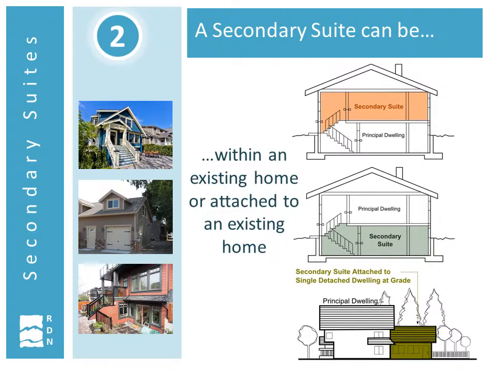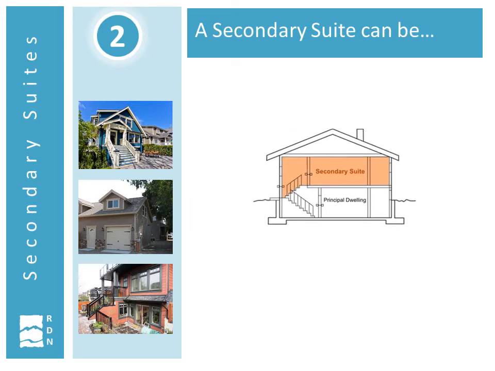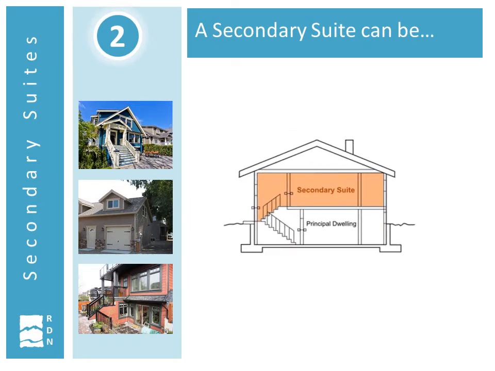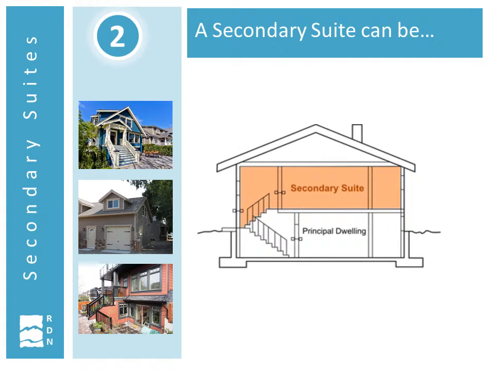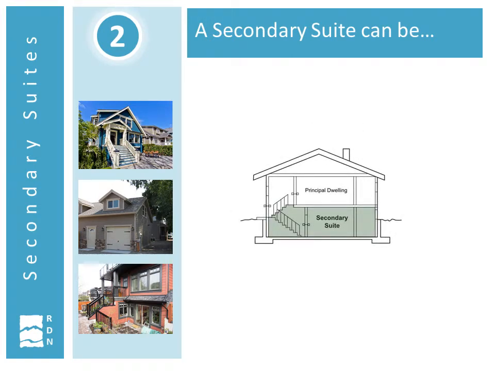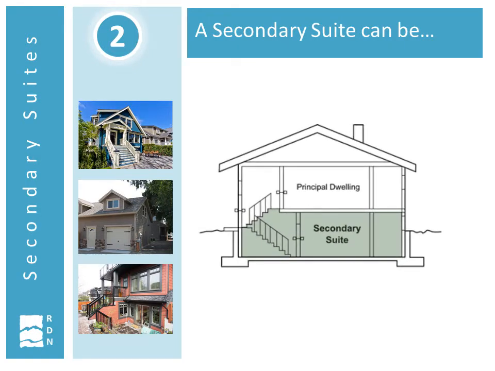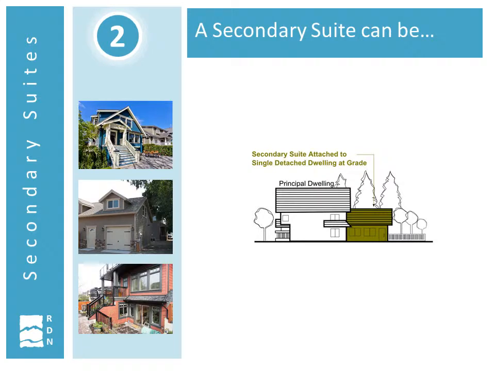Secondary suites can take on many different forms. For example, a secondary suite can be on the top floor of a home. A secondary suite can also be on the bottom floor of a home. A secondary suite can also be attached to a home at grade.